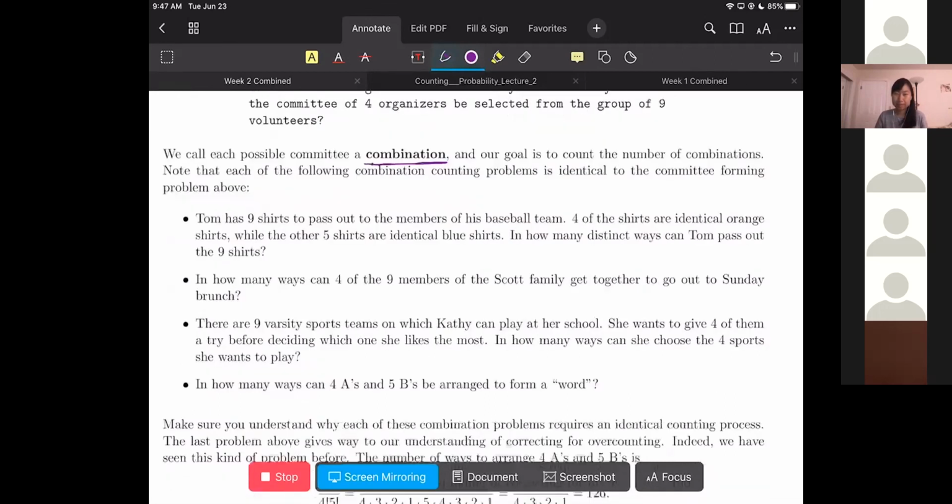I was just wondering how you would be able to tell that, okay, here they're asking for order, here they're not asking for order, so that you know whether to use a permutation or a combination to solve the question. Yeah, that's a good question.